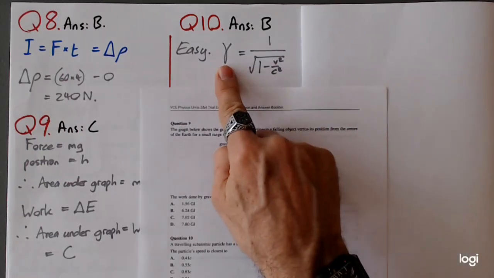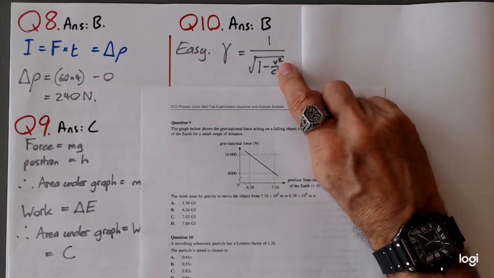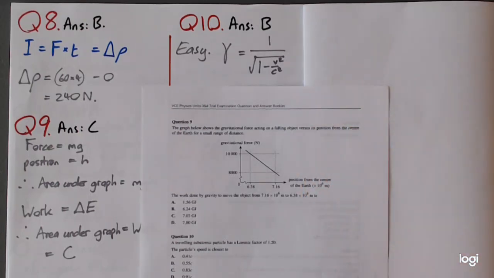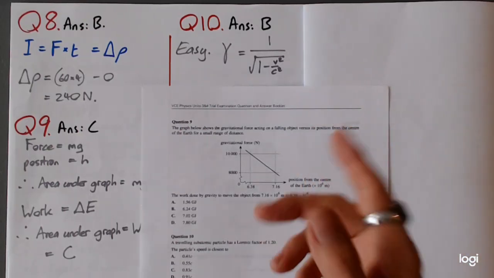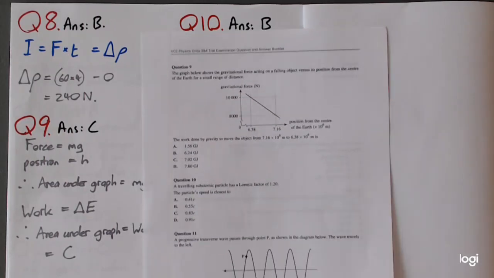They've given you that number. They're asking you for that number. Call it C1 and solve for V. Right? It's a bit of an algebraic pain in the neck, but it's reasonably easy to do. Right? And the answer was B. Okay. Question 11, answer was A.